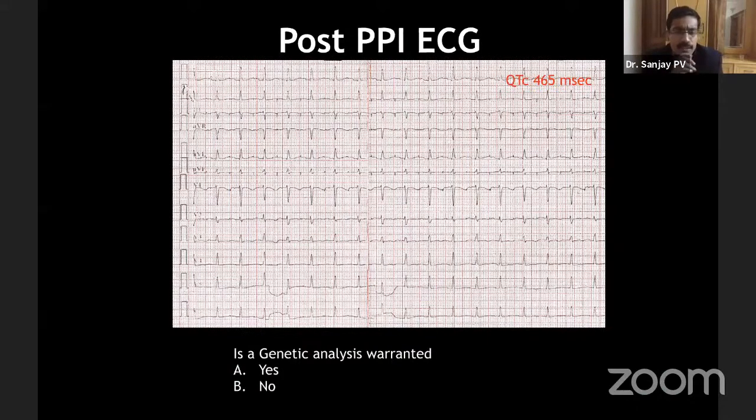So my question is, in this patient, who is a 58-year-old, is a genetic analysis warranted? Would you screen her for long QT genes? Yes or no? Yeah, do we have any poll results? Just waiting for 20 seconds.